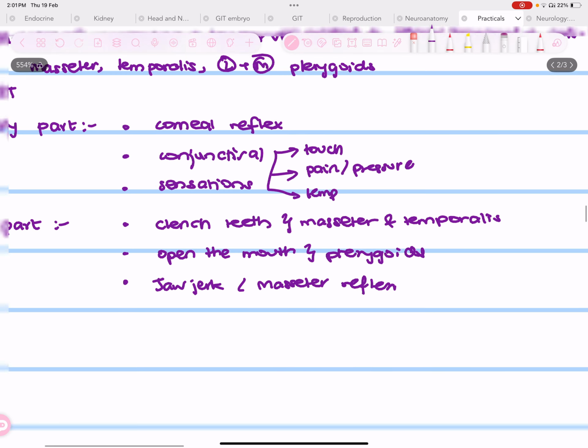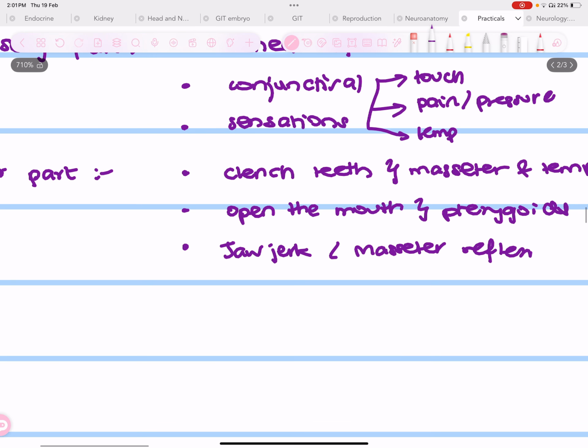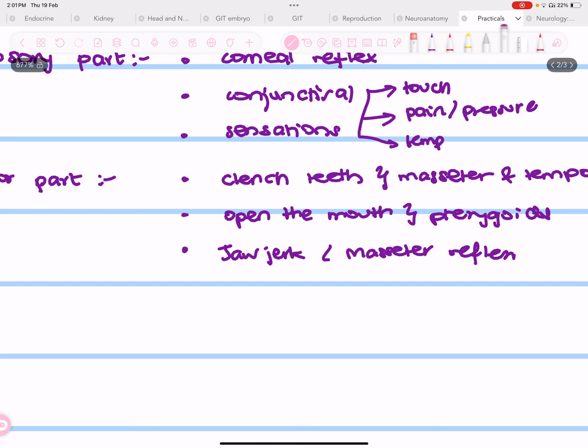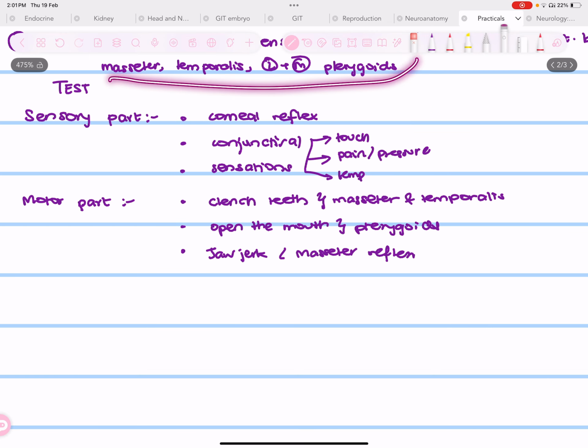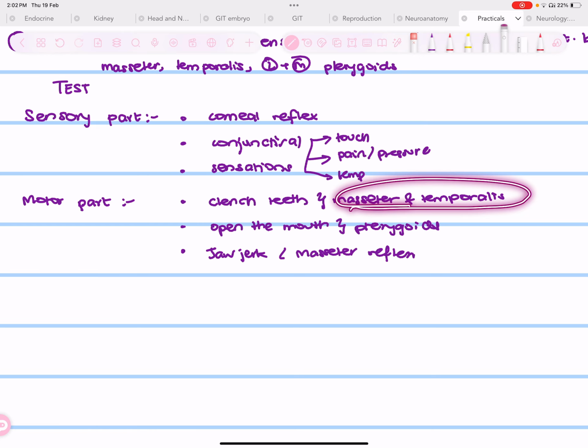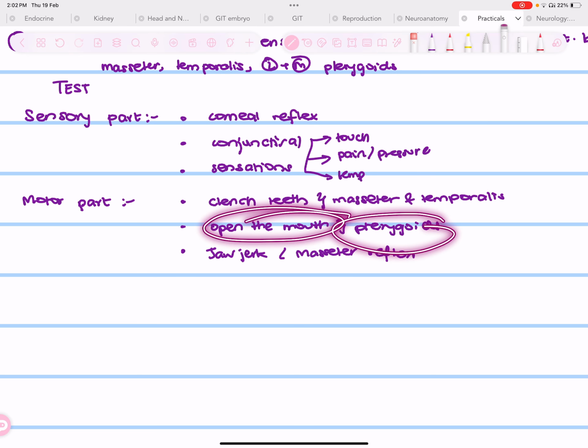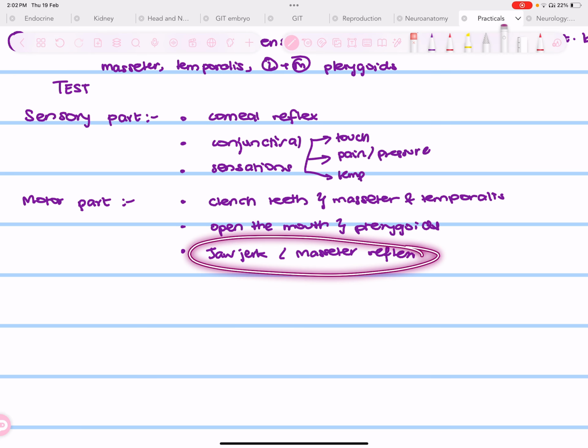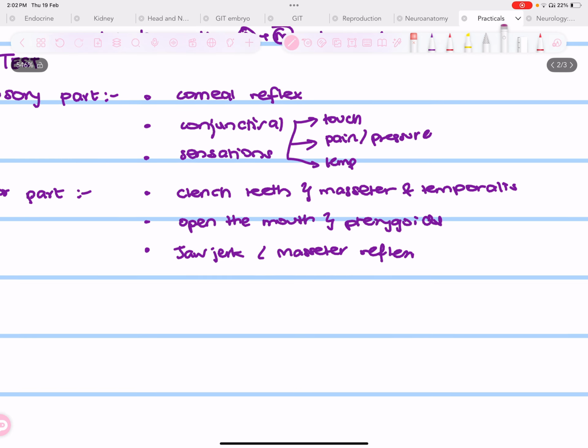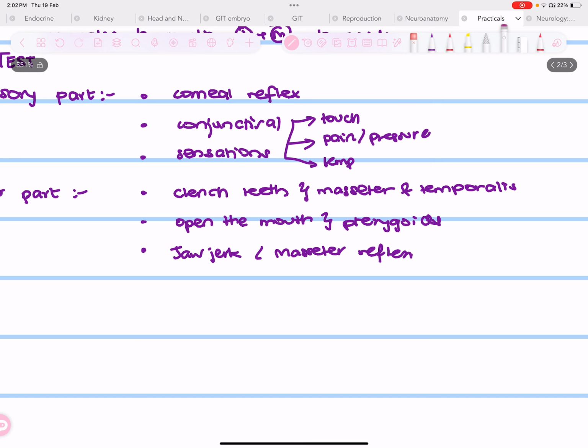Now, for the motor part, you need to first of all check, because I told you its major motor supply is to the muscles of mastication. So for masseter and temporalis, you have to ask the patient to clench their teeth. For pterygoids, ask them to open the mouth, and then you have to do the jaw jerk or the masseter reflex. So clenching the teeth, and then you'll touch the sides and you'll feel the masseter and temporalis.